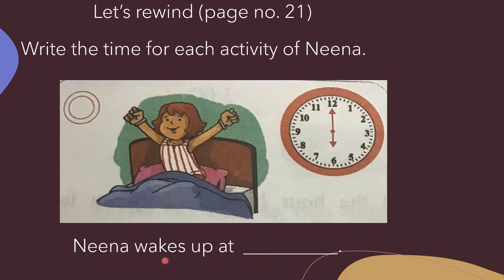So here Nina wakes up at dash, which means नीना कितने बजे उठती है. So here we will see the time. First of all, we will see the long hand and the short hand. Here, the long hand is at 12, which means the minute hand is at 12, and the hour hand, the short hand, is at 6. So the time is 6 o'clock. It means Nina wakes up at 6 o'clock. नीना जो है वो सुबह 6 o'clock उठती है.